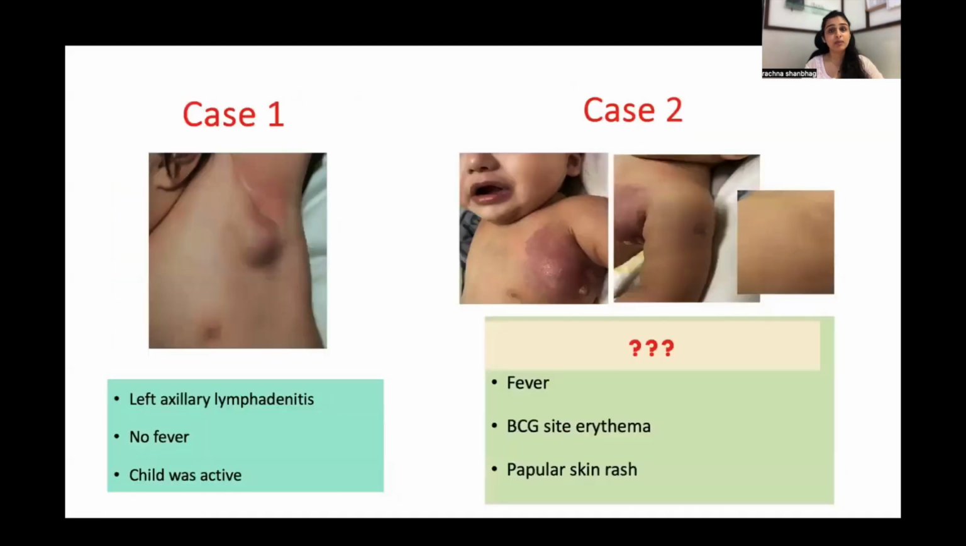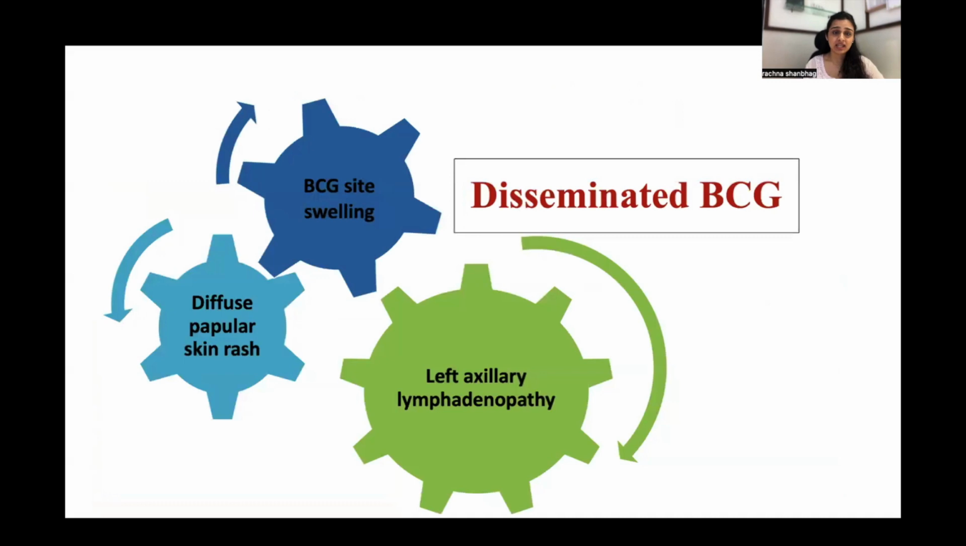When we are to compare both these cases, in the first case, he only has a left axillary lymph node swelling, whereas in the second case, along with the lymph node swelling, there is also reaction at the site of injection along with skin rash. The first case, as we know, is a case of BCG adenitis. Whereas in the second case, when we see this classical presentation of BCG site swelling, diffuse papular skin rash, and left axillary lymphadenopathy, we must think of disseminated BCG infection.